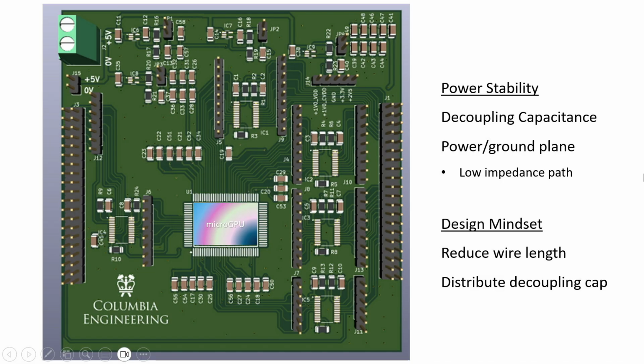When arranging the components on the PCB, we placed them according to the data path to minimize the wire length, and to distribute the decoupling capacitance and the ground vias to ensure overall stability. On the left is our final PCB with components.